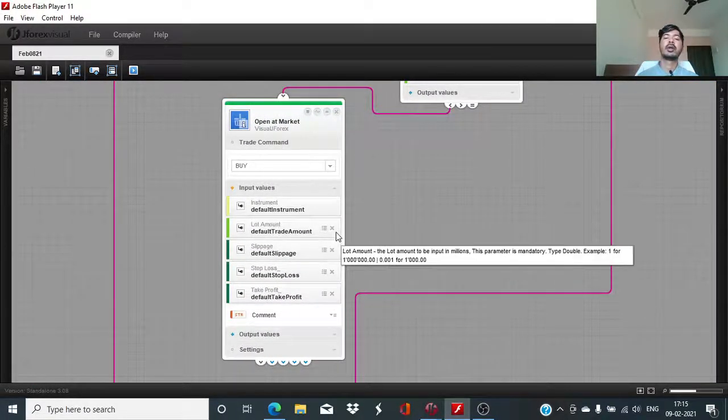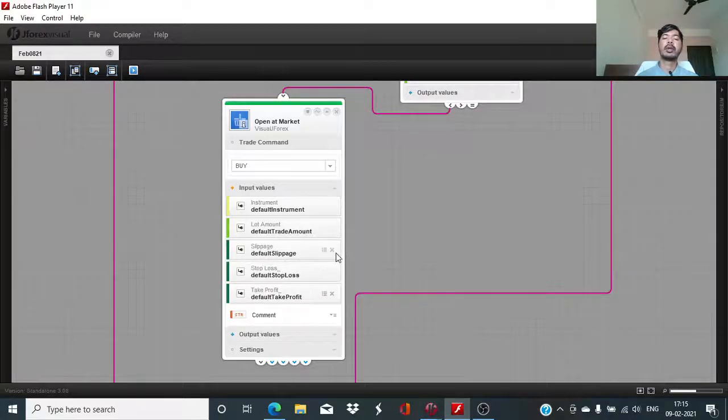Euro USD default trade value, slippage 2 pips should be good enough.